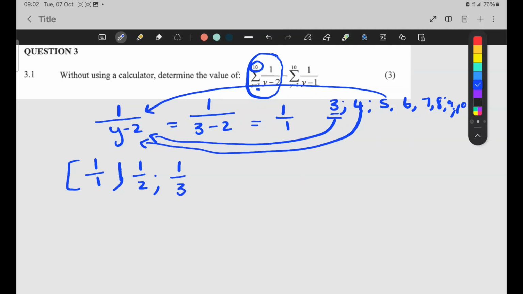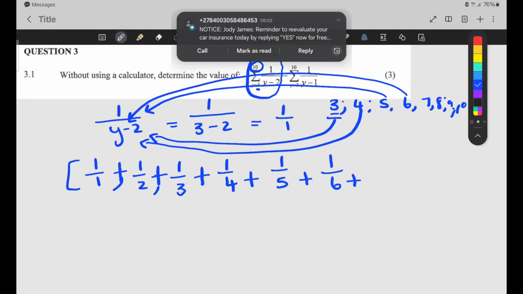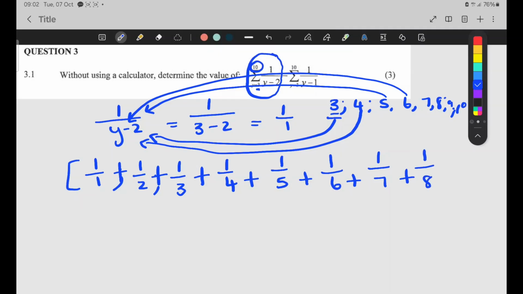Okay? So let's write plus, because I'm going to add all of these things. Then when I sub in 6, I get 1 over 4. Plus. Then if I sub in 7, I get 1 over 5. Then I get 1 over 6. Then I get 1 over 7. Then I get 1 over 8. So that is the sum of the first expression.